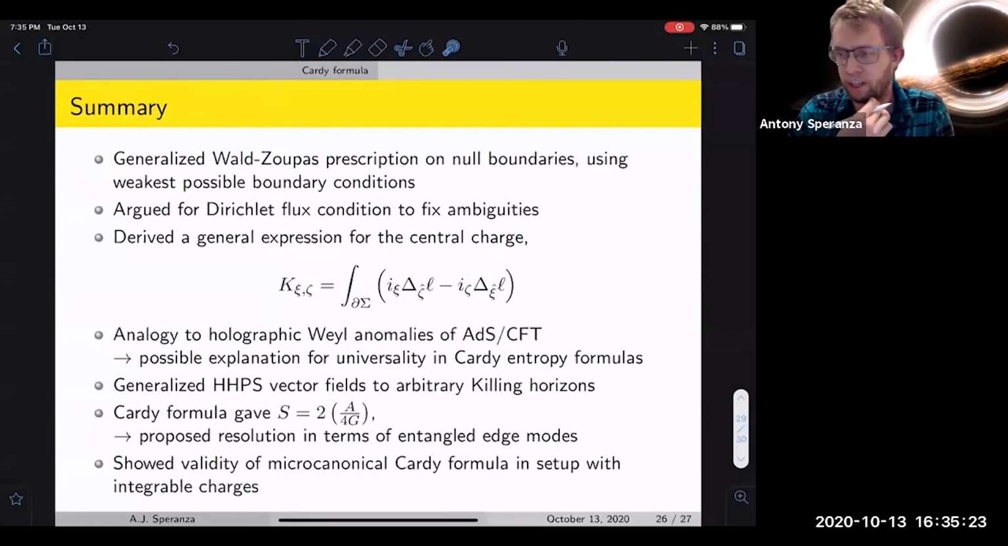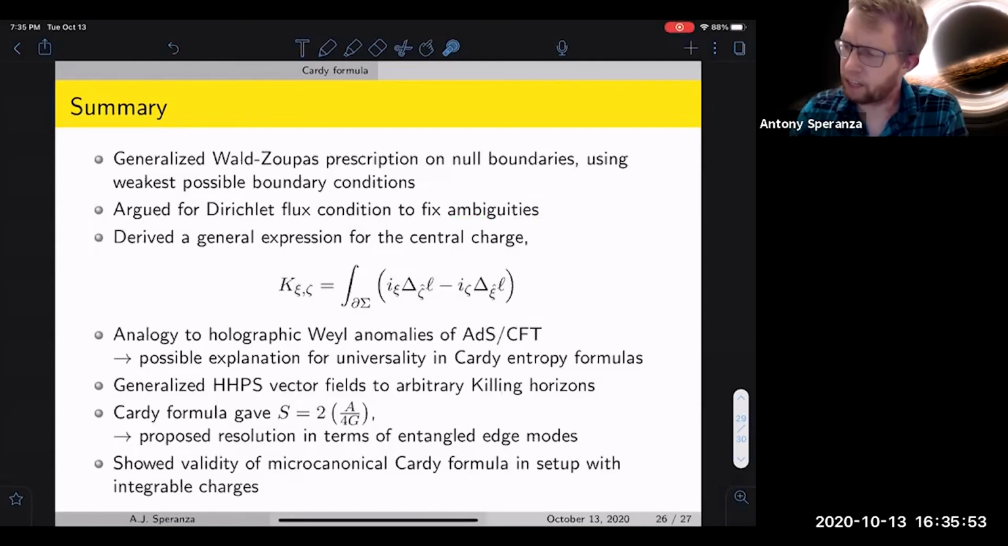So just to summarize what we actually did here, the main goal was to carefully think about this Wald-Zoupas prescription on null boundaries, using the weakest possible boundary conditions. And we had to generalize several aspects of the construction. And we argued for this sort of new principle in this construction of Wald and Zoupas that you should use this Dirichlet form of the flux to fix the ambiguities.